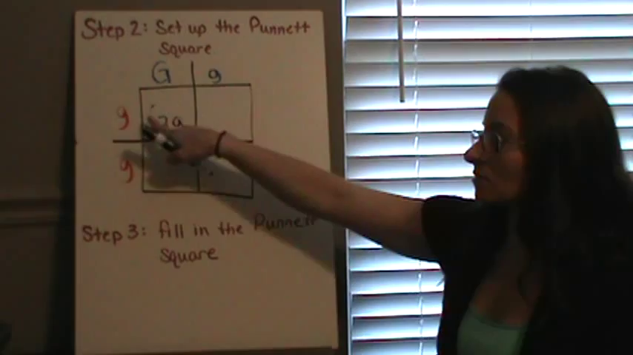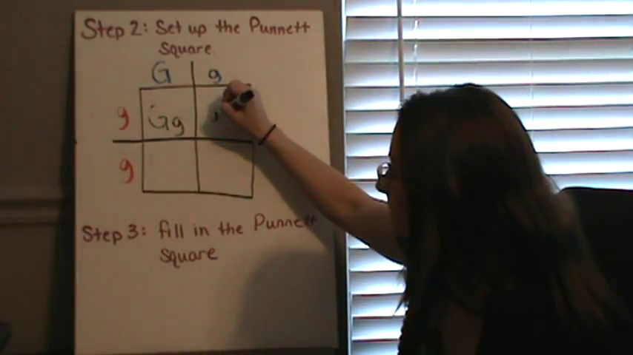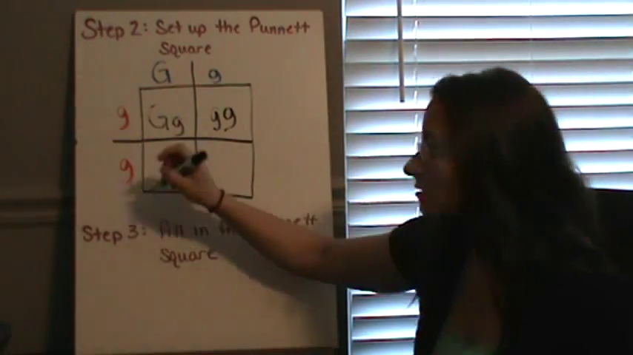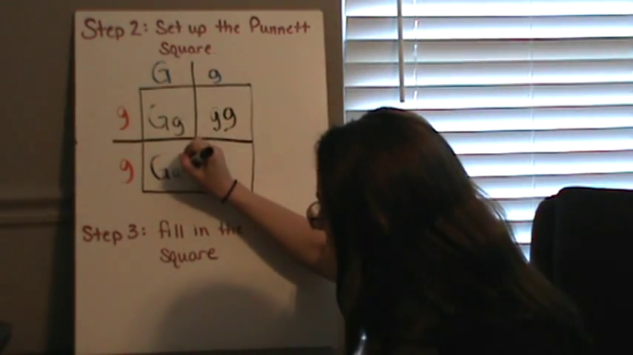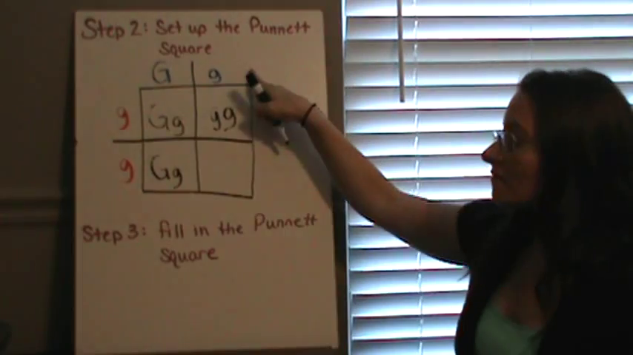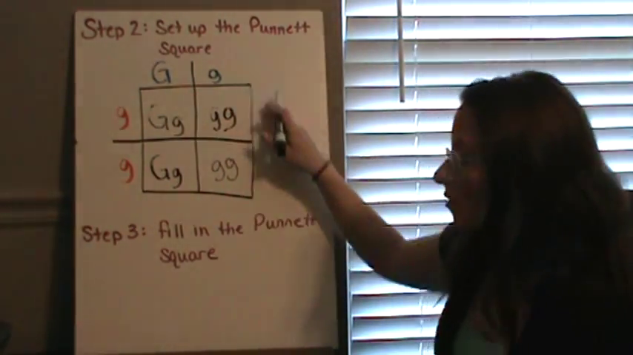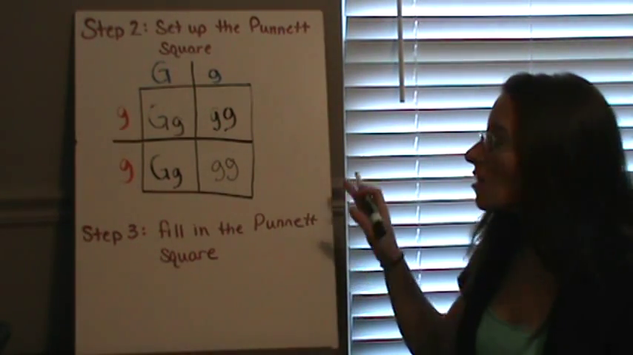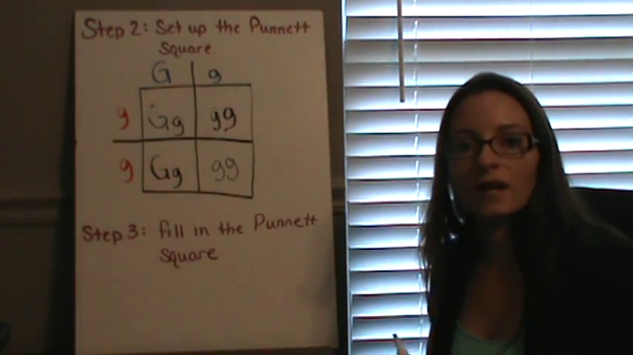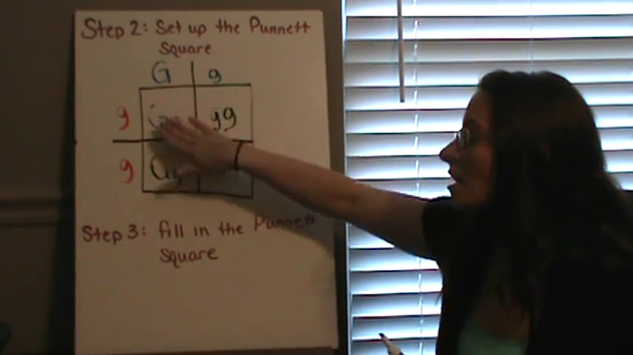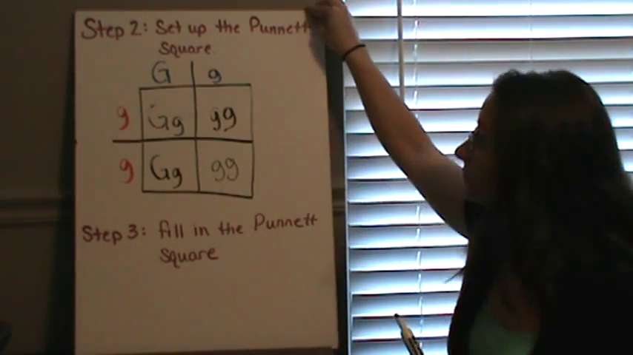This box would have little g, little g. This box would have big G, little g. And this box would have little g, little g. Once we've filled out the boxes, we're then going to take a look at our Punnett square and determine what genotypic and phenotypic ratios we would get for our offspring.